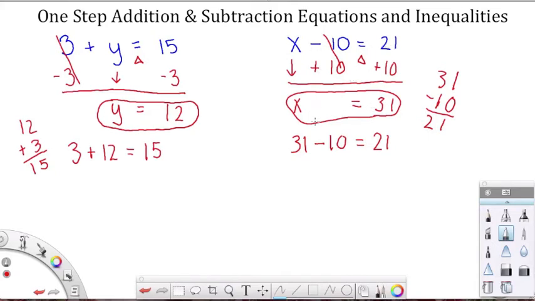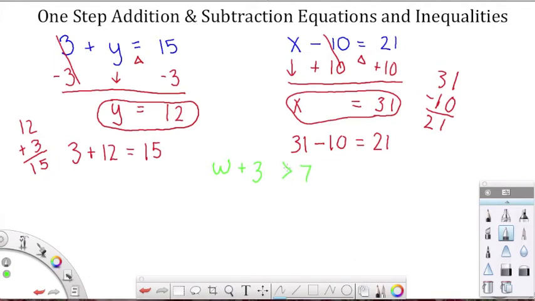It's trustworthy. Now let's try an inequality. Let me change the color. Let's try green. I like green. Okay, so here is going to be our inequality. Let's keep it simple. Let's say w plus 3 is greater than 7.